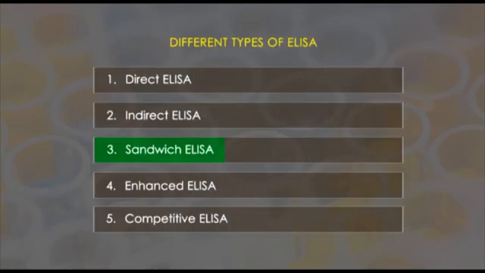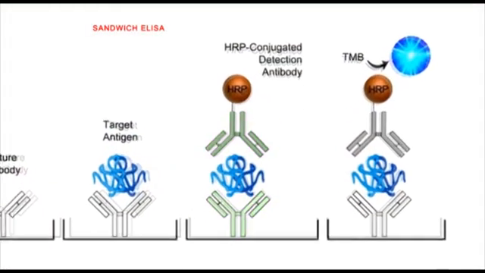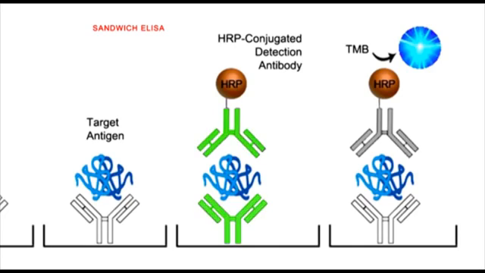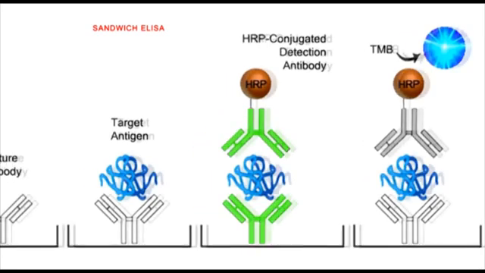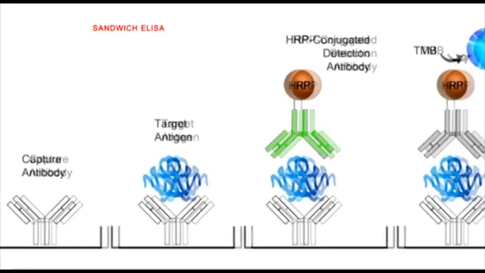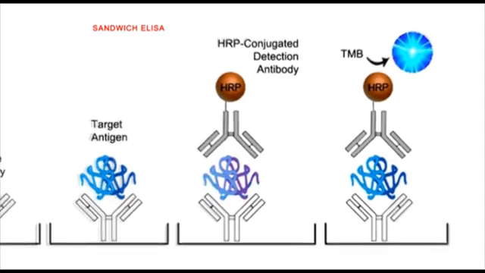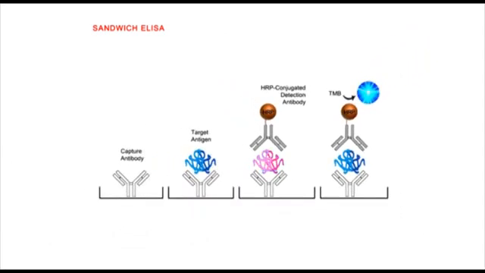Sandwich ELISA. In sandwich ELISA, two antibodies are used to detect the antigen of interest in a sample. One of the antibodies is coated on the ELISA plate and it will capture the antigens present in a sample. The other antibody will be used for detection of the antigen. The antigens should therefore have at least two binding sites for the two antibodies.